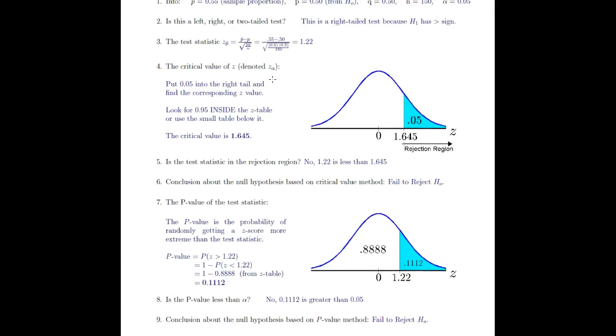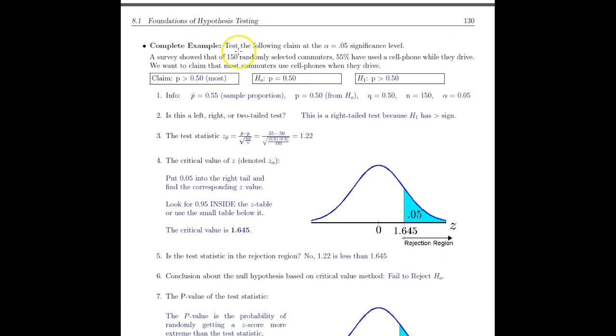So here is a complete example done out. Test the following claim at the alpha equals 0.05 significance level. A survey showed that of 150 randomly selected commuters, 55% have used a cell phone while they drive. We want to claim that most commuters use cell phones when they drive. So the claim is that the probability is greater than 0.5, which means most, a majority.